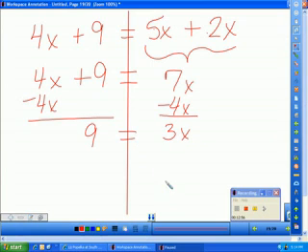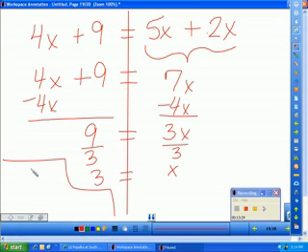Now I just have a one-step equation. I'm multiplying x times 3, so I'm going to divide by 3. That's going to leave me with just x over here. 9 divided by 3 is 3. So x is equal to 3. You have not done anything new in this equation. The only difference between this one and the examples before is that you had some like terms to combine before you could start. You still need to go back and check your answer exactly the same as you did before.